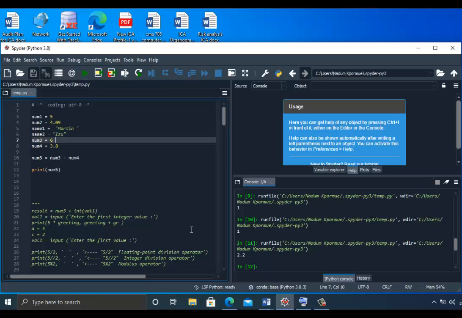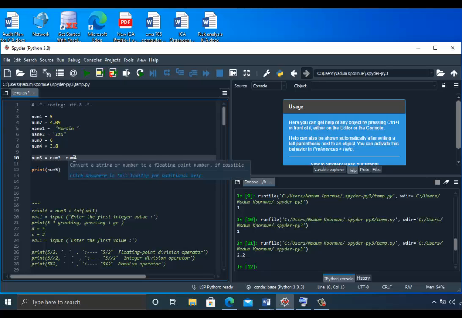All right. So we'll move on to the next operator, which is multiplication. Multiplication could be simply referred to as multiple addition.